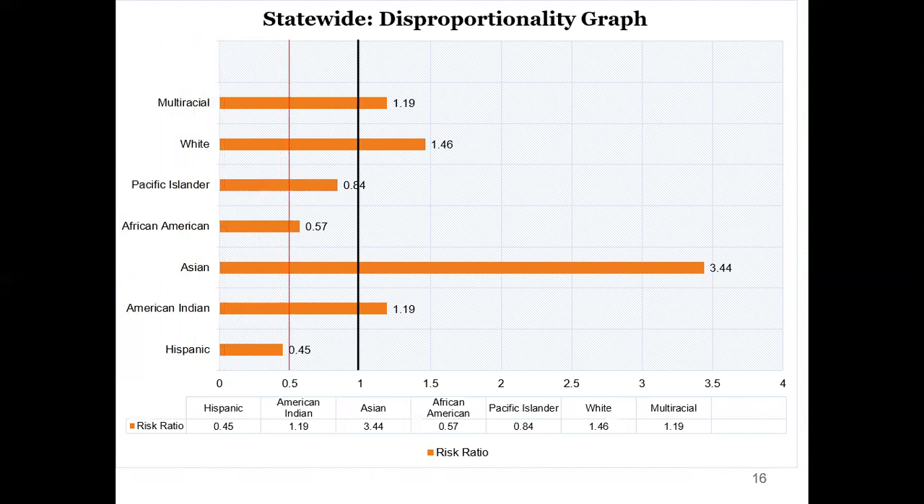Remember, 0.5 means underrepresented, and we can see here that Hispanic is underrepresented. African American is very close to being at that cutoff. And 3 is overrepresented, which we can see Asian falls into.